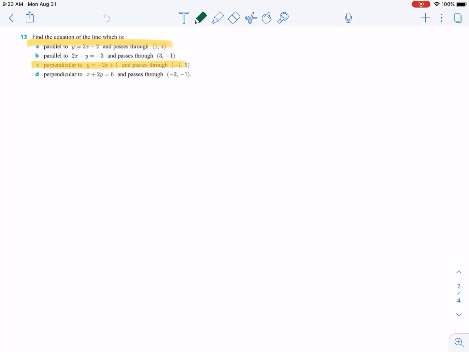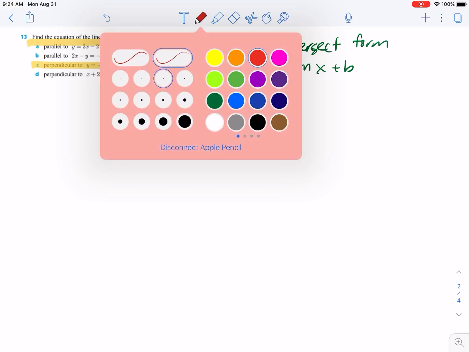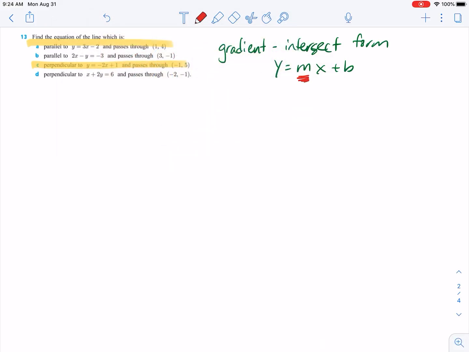In the US we would call the forms slope-intercept, point-slope, and standard form, but instead of slope, they'll say gradient. So the gradient-intercept form would be y equals mx plus b, where the m value is the gradient.